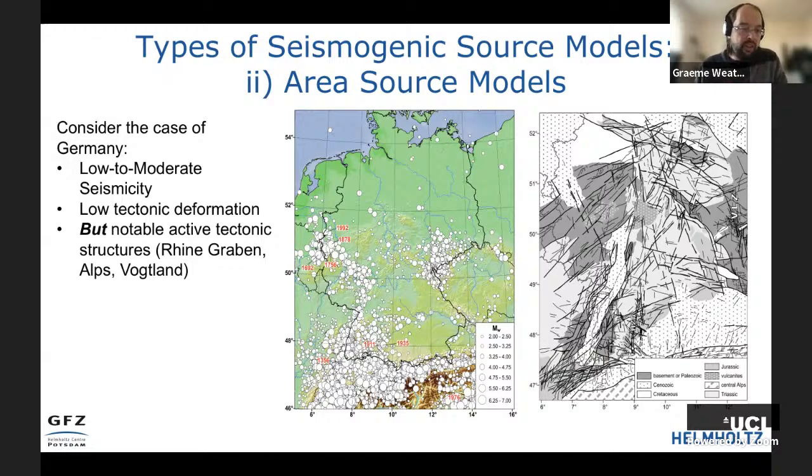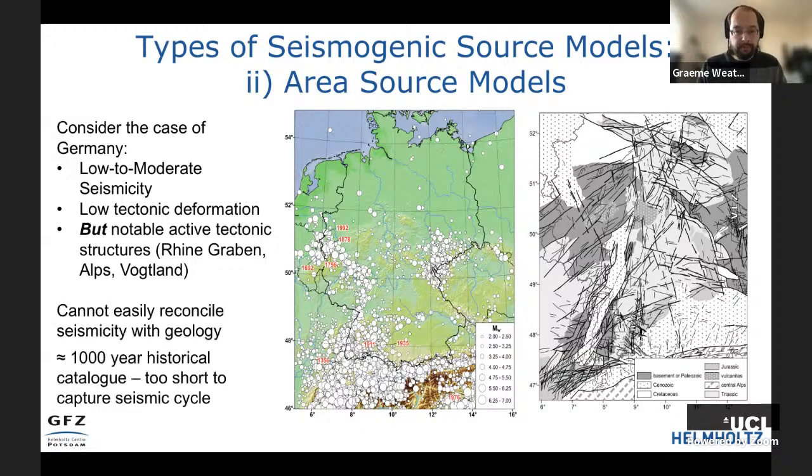Well, I'll start by considering the case of Germany. Germany is an area of, say, low to moderate seismicity, at least in a global sense, and it's an area of low tectonic deformation. But there are notable active tectonic structures that have produced seismicity, including damaging seismicity, even in the last 100 years or so. These include the Rhine Graben, the Alps, and the Vogtland on the Czech-East German border.